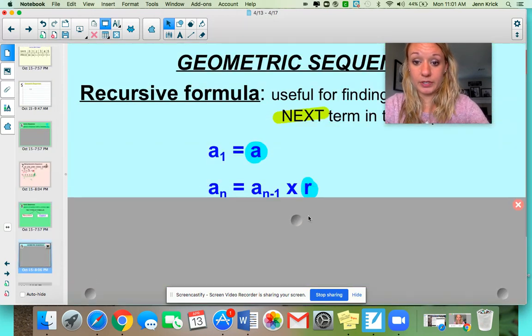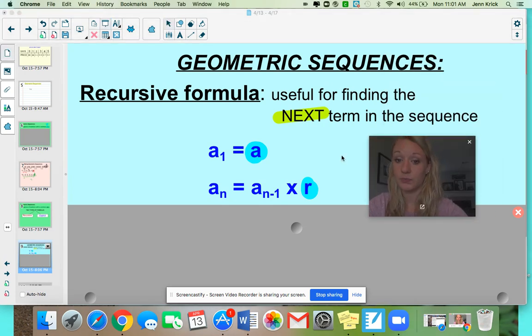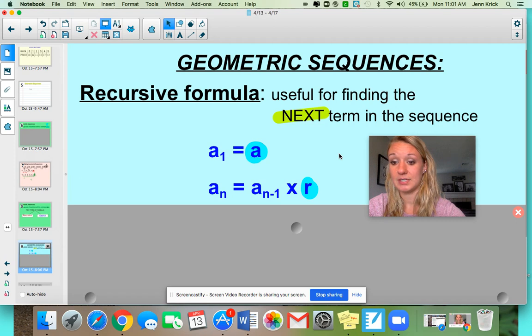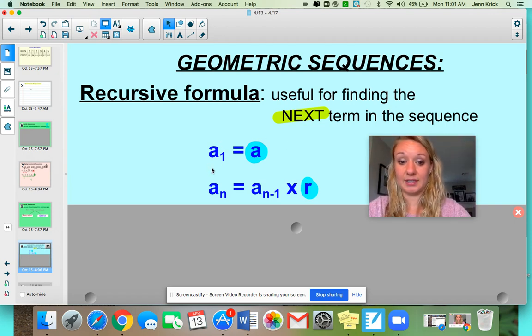Here is what your recursive formula looks like. This is a useful formula if you have to find the next term in a sequence. Don't worry about that so much because we're not going to work on that much from afar. So your recursive formula looks exactly like this. A1 equals A. And then AN equals AN minus 1 times R. That looks like the most abstract thing, but we're going to make it easier as we go on.